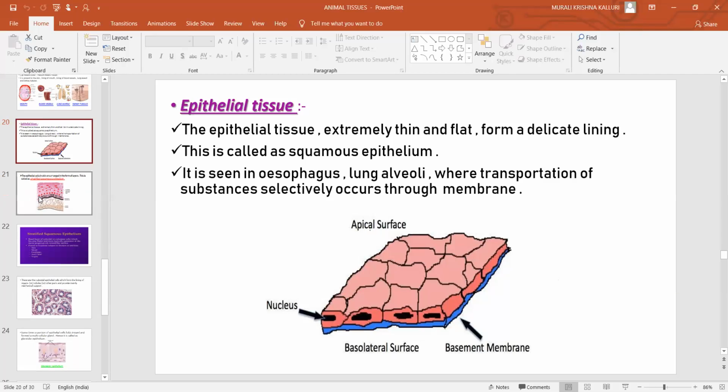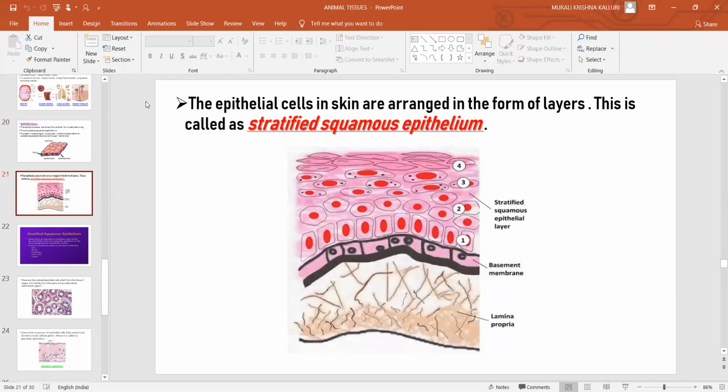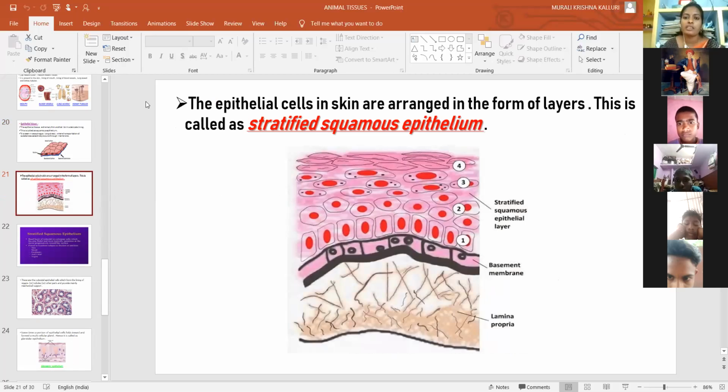And next one is stratified squamous epithelium. Madam, Sir, five minutes remain, madam. Okay, sir.